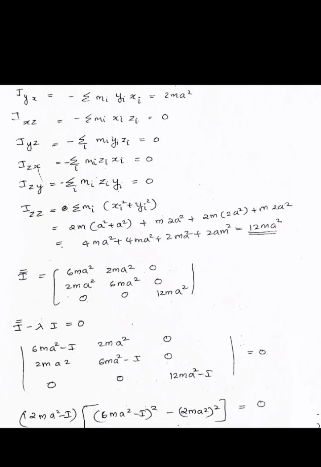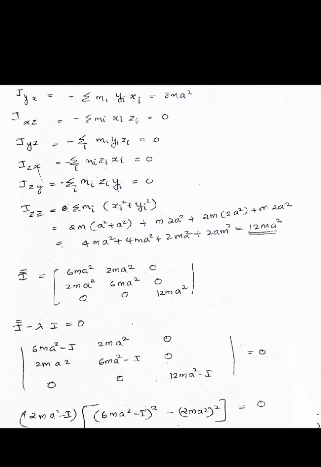and Ixz is equal to minus summation mi xi zi, which is equal to 0. Iyz is equal to minus summation mi yi zi, this is equal to 0. Izx is equal to minus summation mi zi xi, this is equal to 0. Izy is equal to minus summation mi zi yi, this is equal to 0. Then Izz is equal to summation over mi into xi square plus yi square, that is 2m into a square plus m into 2a square plus 2m into 2a square plus m into 2a square, that is 4ma square plus 4ma square plus 2ma square plus 2ma square, that is equal to 12ma square.